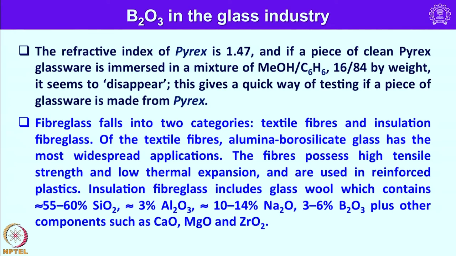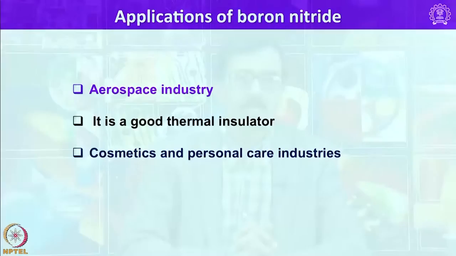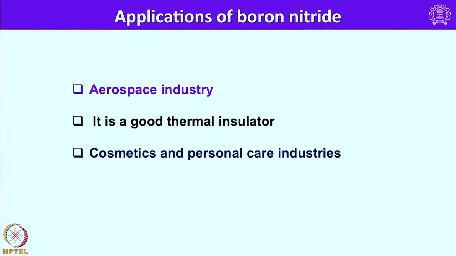Insulation fiberglass includes glass wool, which contains about 55% to 60% of silica, 3% aluminum oxide, 10% to 14% of sodium oxide and 3% to 6% of boron oxide, plus other components such as calcium oxide, magnesium oxide and zirconium oxide. And also boron nitride finds application in the aerospace industry, and it is an excellent thermal insulator, and it is also used in cosmetics and personal care industries.